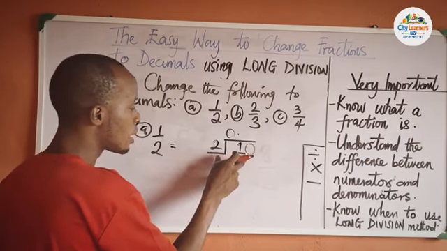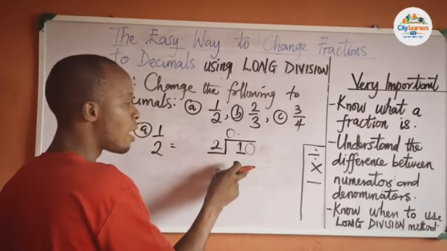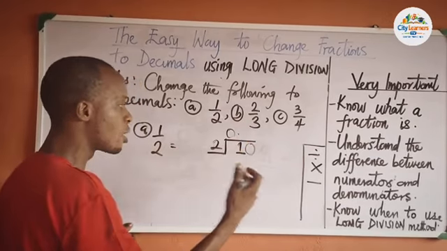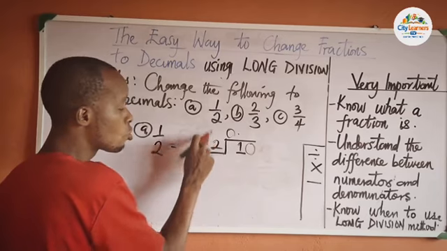And what then should I do? I still repeat my division because the first one I did was not successful. I was not able to use my 2 to divide 1.